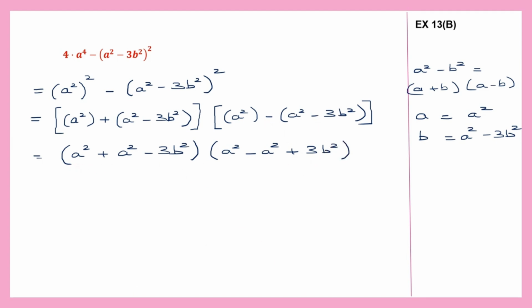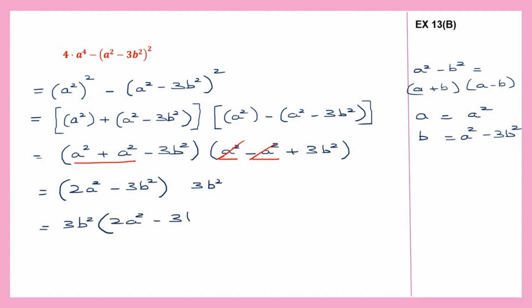So here let's solve the like terms. Here we have two like terms. So a square plus a square makes it 2a square minus 3b square. This is the first part. And the second part, now here we have a square minus a square, which can be cancelled. And what is left is only 3b square. So we don't even have to put brackets here. So we can rewrite this as 3b square into 2a square minus 3b square. So this is our answer.